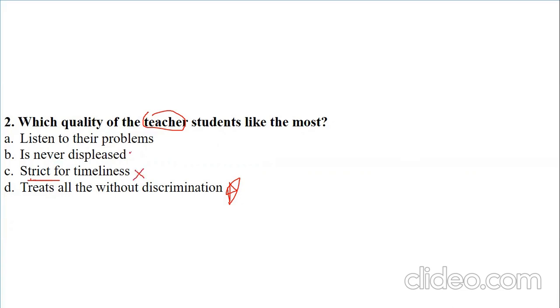Is never displeased. Displeasing means hurting the teacher, or for example, the teacher is trying their level best but is displeased, so that cannot be an option, definitely not. So you have these two options, but which option is closer to the answer? That is listening to the problems. Students definitely like those teachers more who listen to their problems and give them a type of support. So option A is the correct answer.